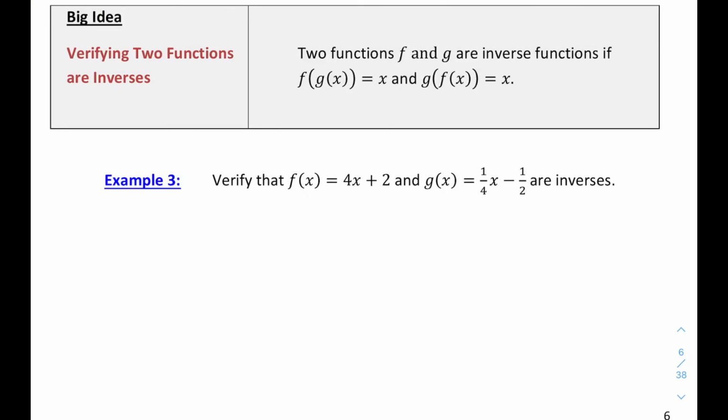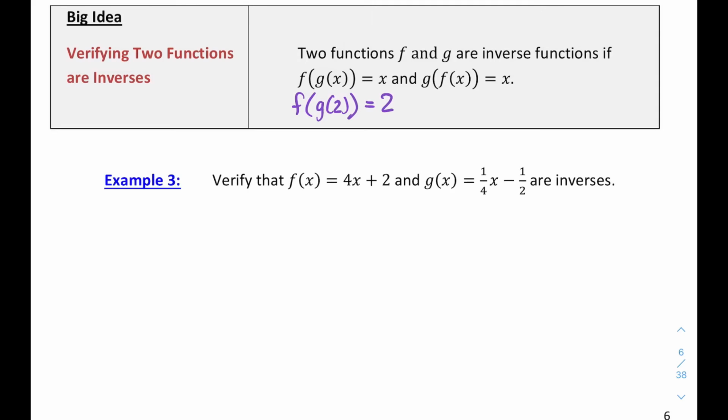We're going to talk about how you can verify two functions are inverses. So say you have two functions and you want to know, will this one undo that one? Well, if you do function composition, the first function followed by the second one, and you get back to your original, and you turn it around, do the second one followed by the first one, and you get back to your original value, then those two functions undo each other and are inverses.